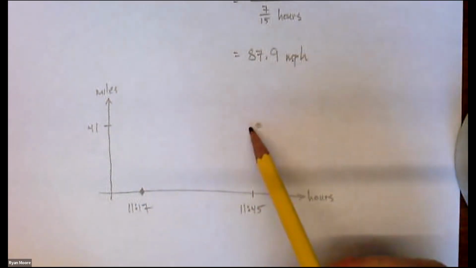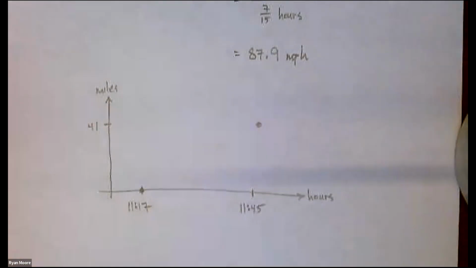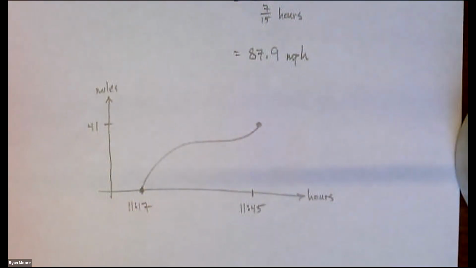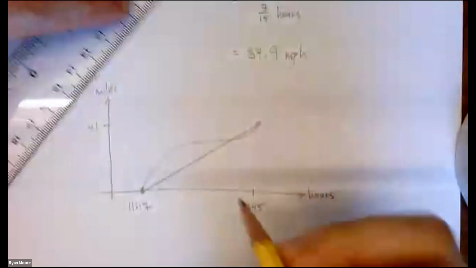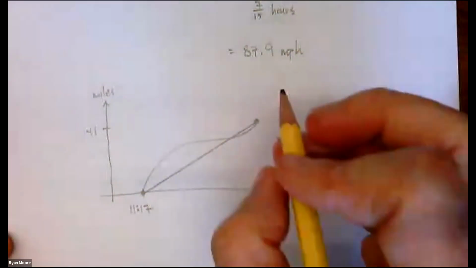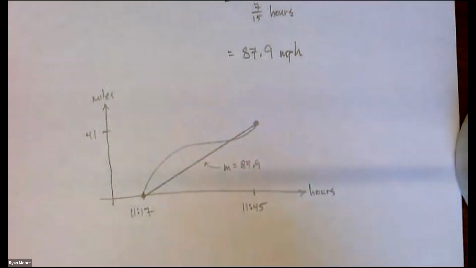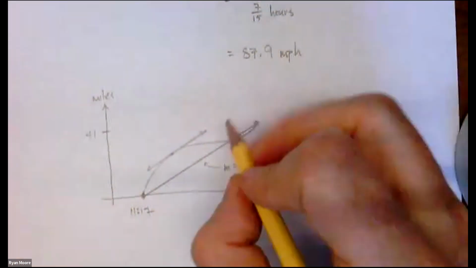So maybe the line connecting them is just a straight line. A straight line would mean they were driving exactly that average the entire way. But more likely, at some points they were going a little bit faster and some points slower. And so it might look something like that. So if we know, let me break out my ruler here, my straight edge. If we know the average, which is what we did in that calculation just above, if we know the slope right here is 87.9, then at some point, at least one time, the slope of the tangent line must have been the same. And it looks like the way I drew it, it happens twice.